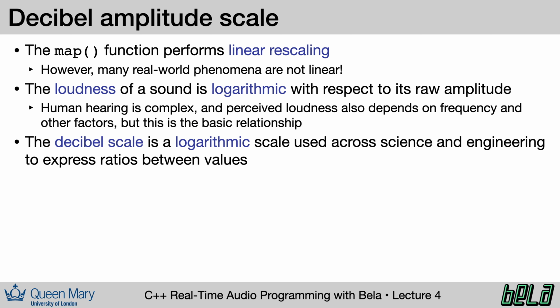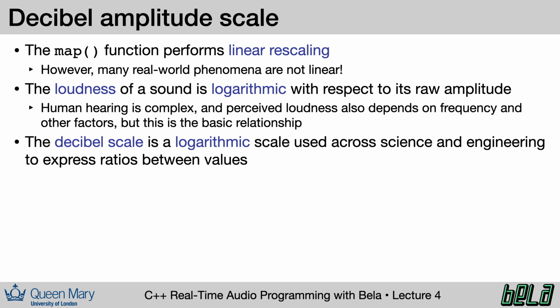As we discussed, the map function performs what we call linear rescaling. It's important to emphasize that although linear rescaling is easy to do, it's often not the best perceptual way to go about manipulating your parameters. For example, the perceived loudness of a sound is actually logarithmic to its actual raw amplitude, and this has to do with a number of factors both related to physics and related to human physiology. But the point for us is, if we want to make a parameter that manipulates the loudness of a sound, we may want to do that on a logarithmic rather than a linear scale.